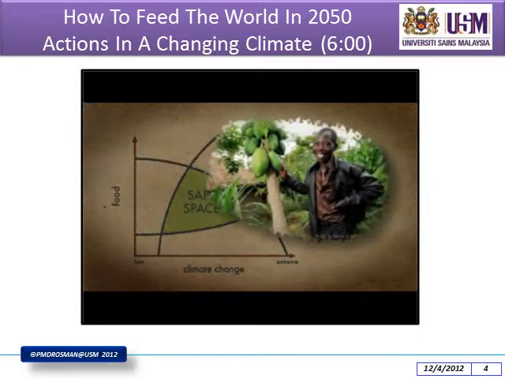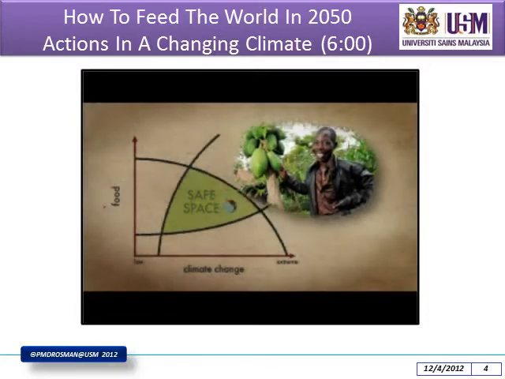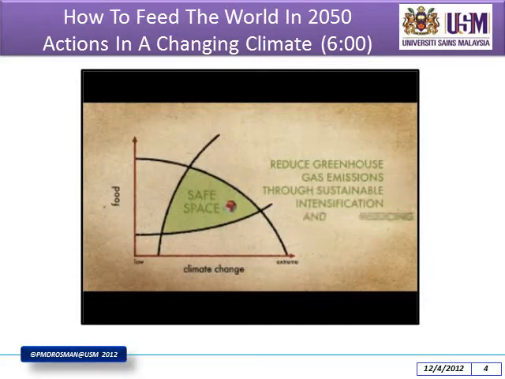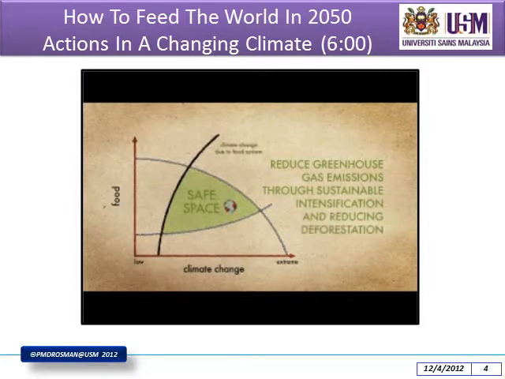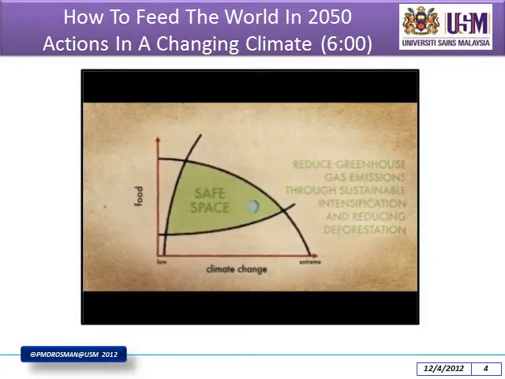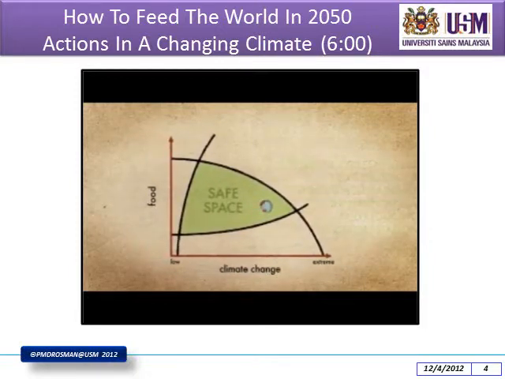By carefully intensifying production on existing agricultural land, we can reduce on-site emissions and reduce deforestation. Sustainable intensification will help close the food yield gap while reducing emissions per unit of food produced. By reducing greenhouse gas emissions across all sectors, not only agriculture and forestry, we can slow down the onset and potential impacts of climate change.